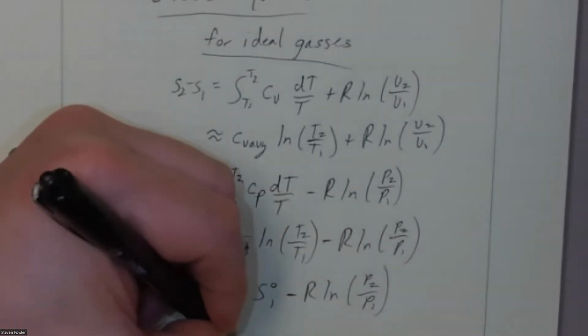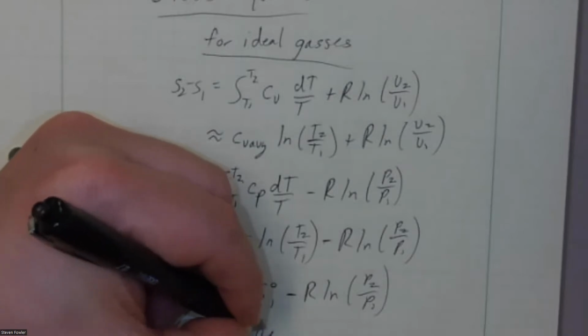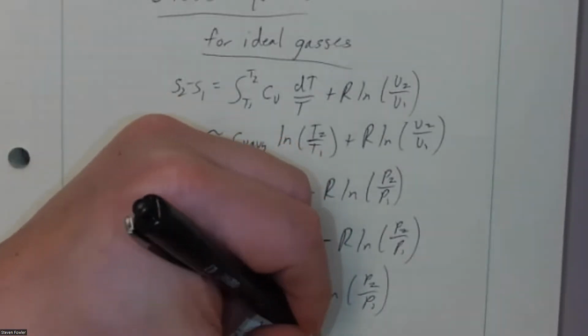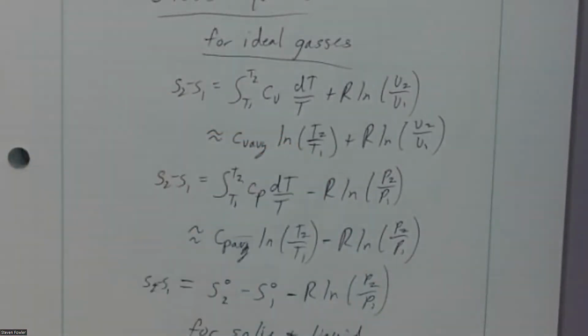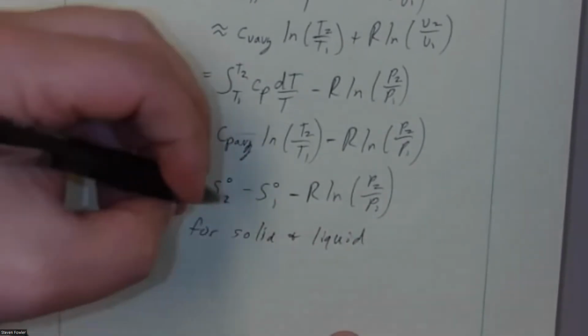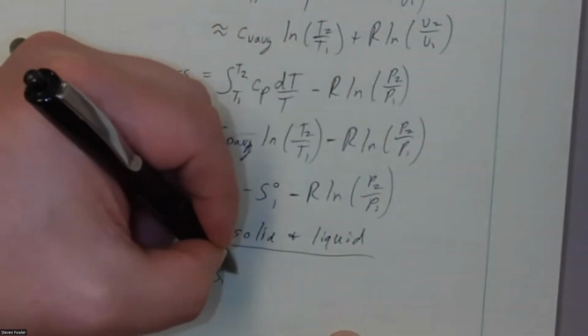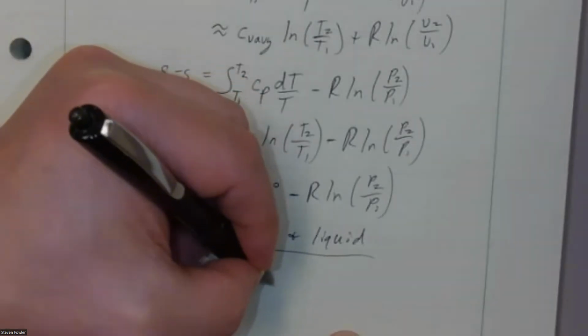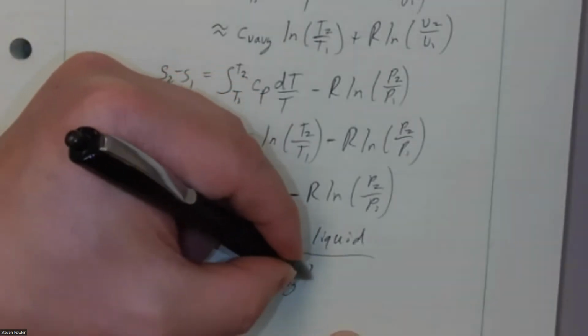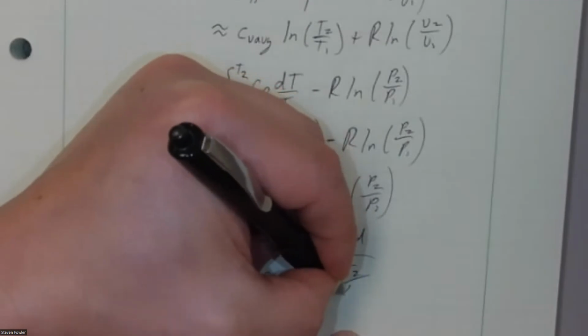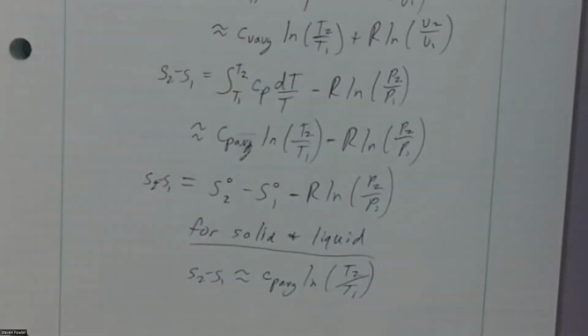If it's a solid or liquid, again, phase needs to be constant because I'm going to use specific heats here. But for solids and liquids, assuming the phase is constant, then S2 minus S1 is approximately equal to C sub P average ln T2 over T1. And that's it. Again, your text for solids and liquids likes to use C sub P. My preference is just a standard C because there's no difference between C sub P and C sub V for solids and liquids.